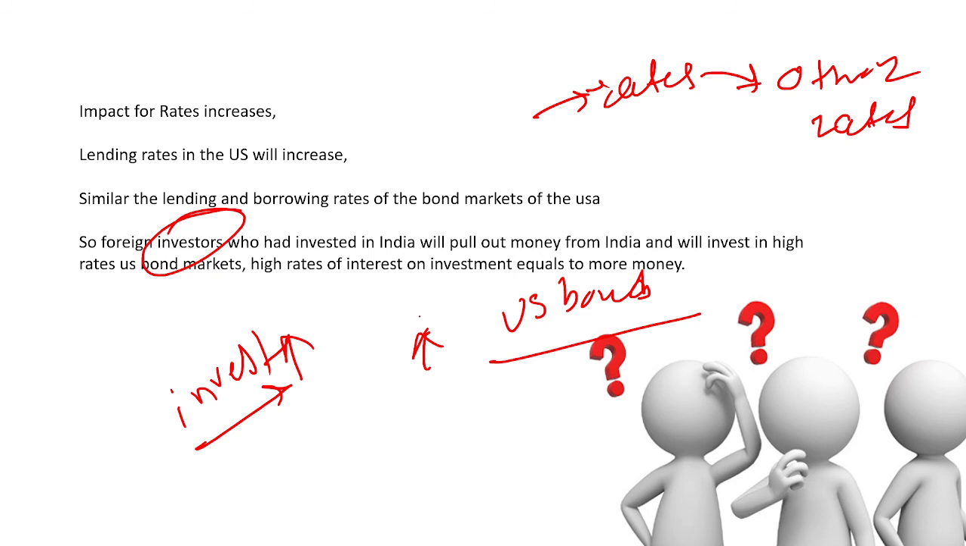So in those situations, if the Federal Reserve is increasing its rates, it is good news for the US economy, but it is bad news for the global economy, right? So from this point we can understand how it impacts the US economy and the global economy, right?